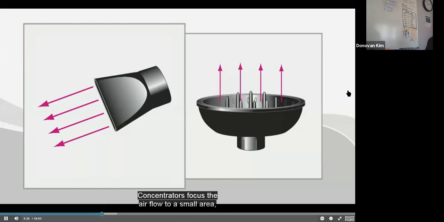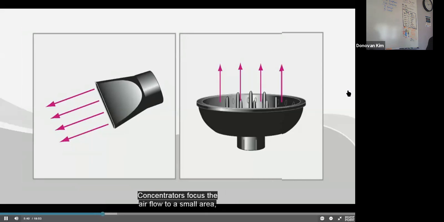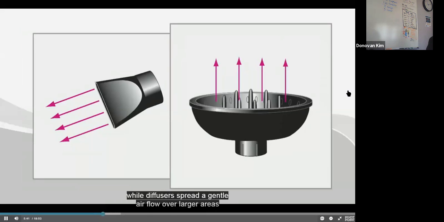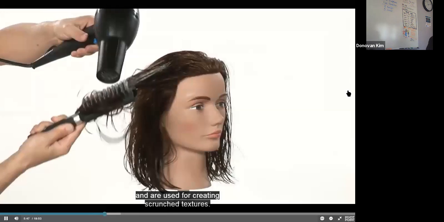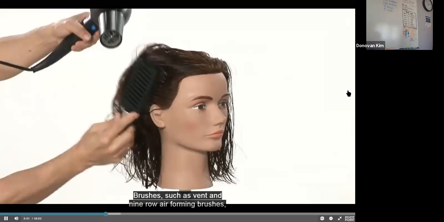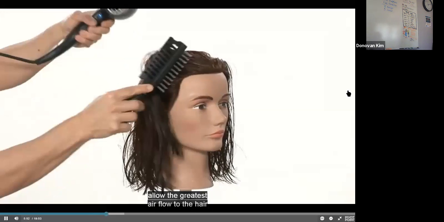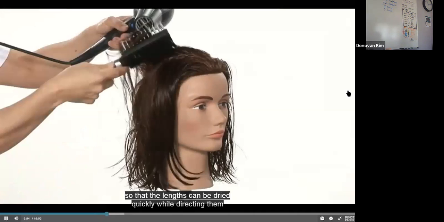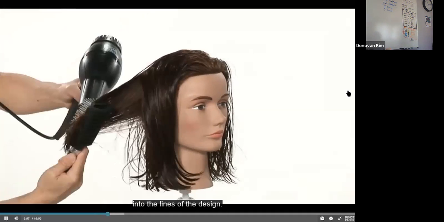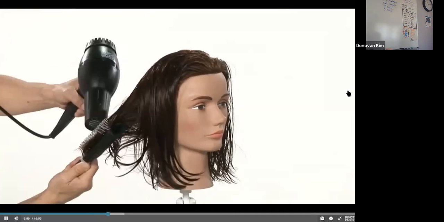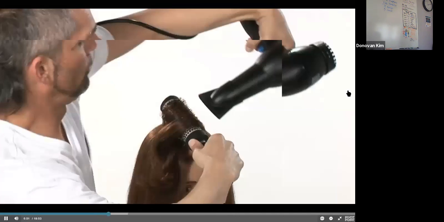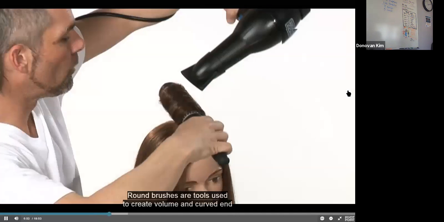Concentrators focus the airflow to a small area, while diffusers spread a gentle airflow over larger areas and are used for creating scrunch textures. Brushes, such as vent and nine-row airforming brushes, allow the greatest airflow to the hair so that the lengths can be dried quickly while directing them into the lines of the design. Round brushes are tools used to create volume and curved end texture.